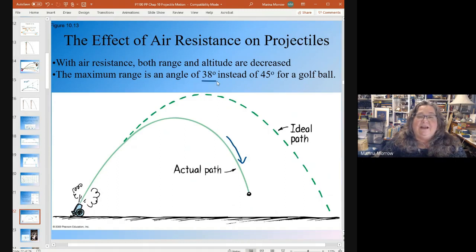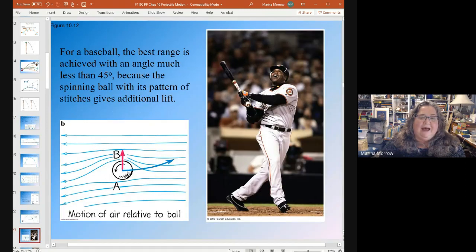And it also turns out to depend on the type of ball that you're using. A golf ball has dimples that help it carry forward. And it turns out that 38 degrees is about the right angle for a golf ball. For a baseball, the baseball has threads on it, the seams, that actually help give it lift also. But even then, you would want the angle to be less than 45 degrees to get the greatest range. Okay, so anyway, air friction makes a difference in the type of the ball in the real world.